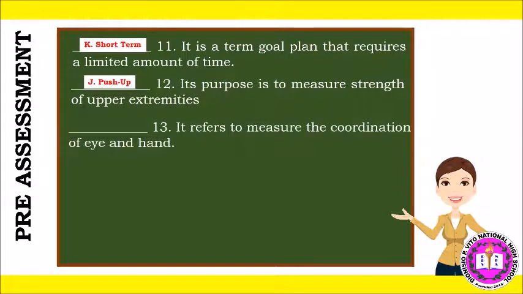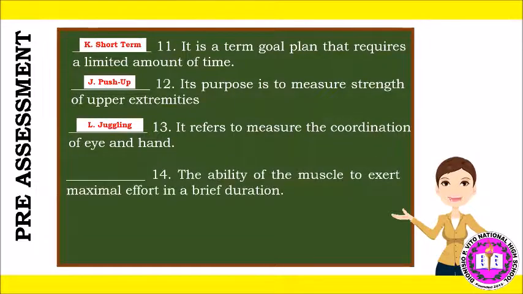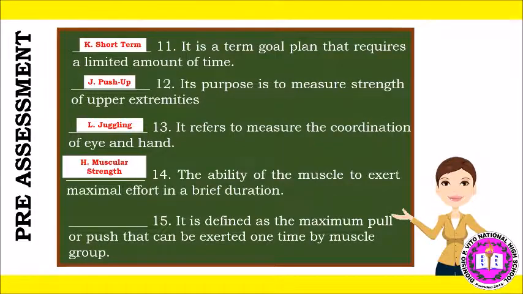13. It refers to measure the coordination of eye and hand. The answer is L, juggling. 14. The ability of the muscle to exert maximal effort in a brief duration. The answer is letter H, muscular strength. Number 15. It is defined as the maximum pull or push that can be exerted one time by muscle group. The answer is letter N, muscular endurance.